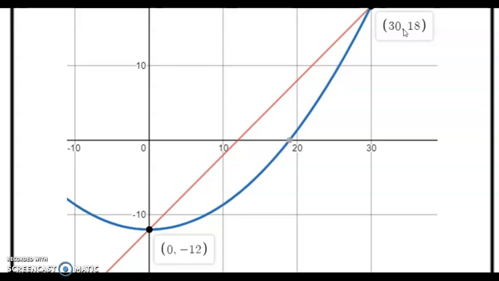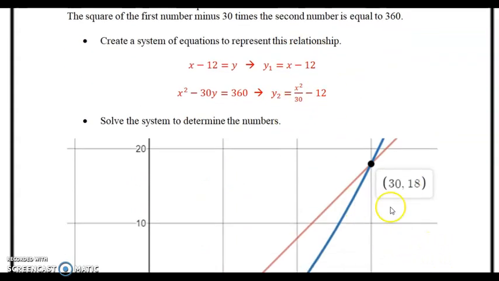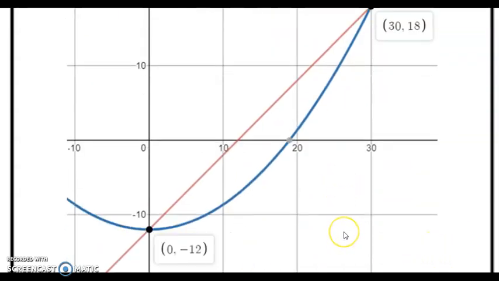Pretty interesting. So it means your first number could be 0, your second number could be negative 12, and your first number could be 30, and your second number could be 18 in order to satisfy both of these equations. I mean, we can find any two numbers to satisfy the linear, the y1 here, but the second one will only be those two examples there. Okay.